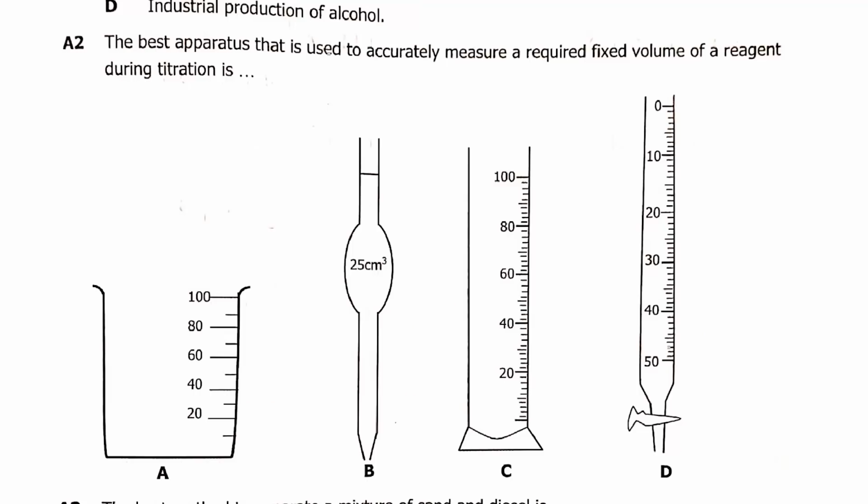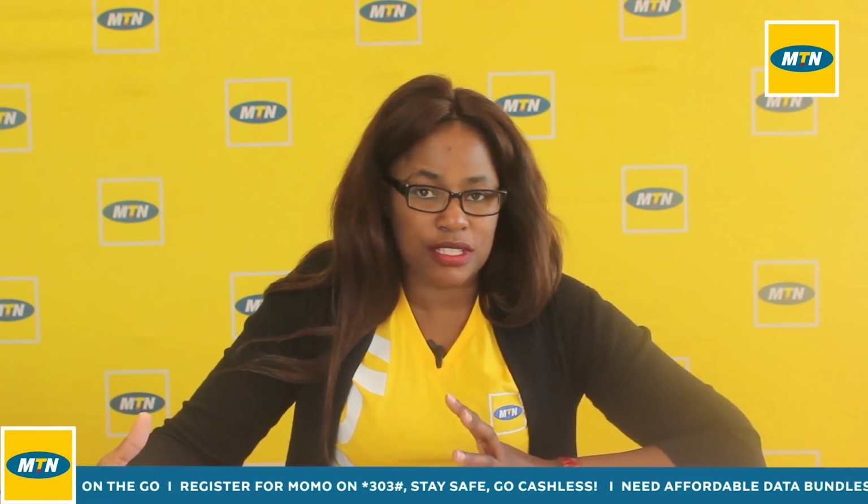Question 2. The best apparatus that is used to accurately measure a required fixed volume of a reagent during titration is, so we have a beaker there. The first option is a beaker. The second option is a pipette. The third option is a measuring cylinder. And the last option is a burette. Now, during titration, we use a pipette and a burette. The instrument which is used to measure accurately the fixed volume of a solution is a pipette. So the correct option is B.